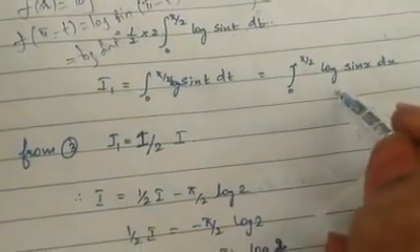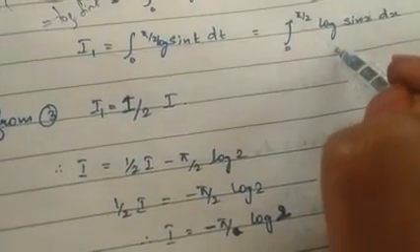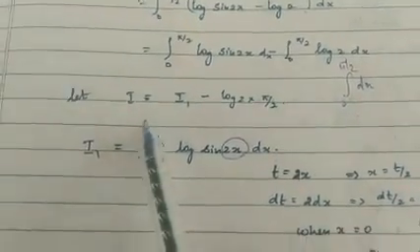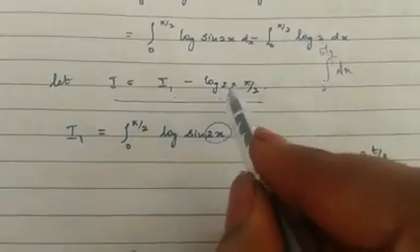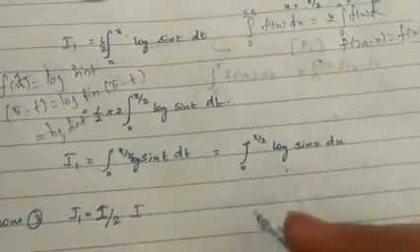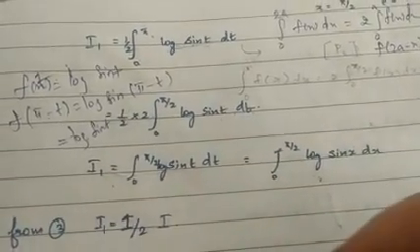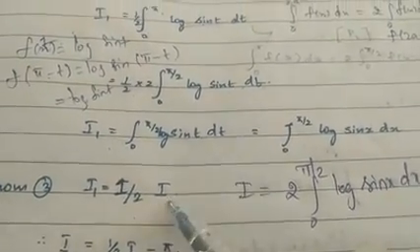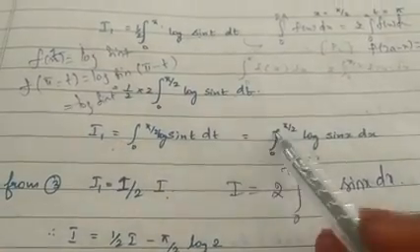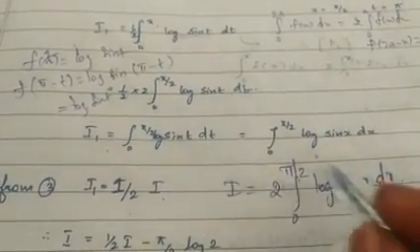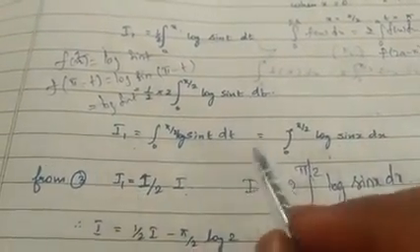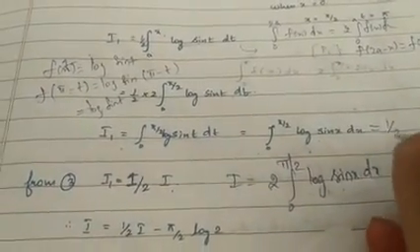Therefore, this is nothing but I. So, we have assumed that I equal to I1 minus pi by 2 log 2. Here we got the result I1 to be 1 by 2I. Why are we getting 1 by 2? I1 is nothing but integral 0 to pi by 2 log sin x dx. Therefore, integral 0 to pi by 2 log sin x dx is nothing but I by 2. So, you can write I1 as 1 by 2I.